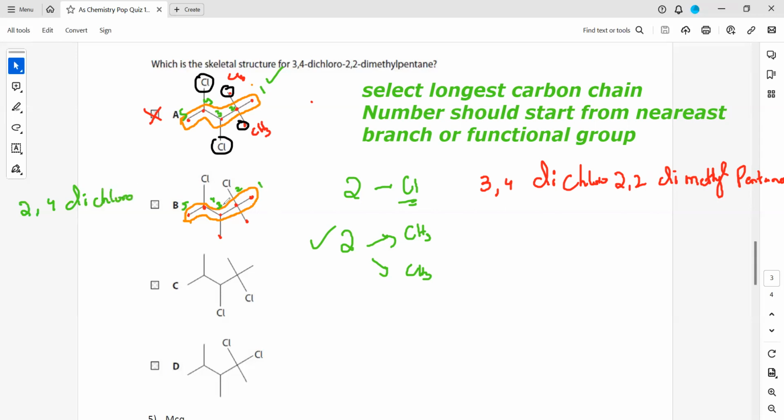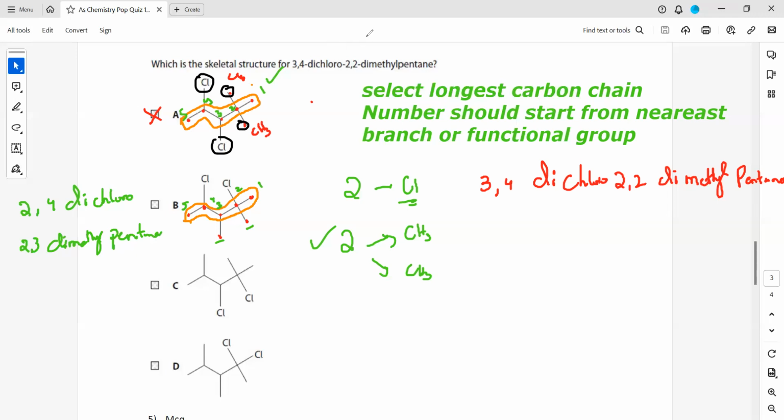So at 2 and 4, we have chlorine, so 2,4 dichloro. And which positions have the carbon branches, like the 2nd and 3rd position? So it will be 2,3 dimethyl. And 5 carbon atoms are there, so it will be pent, and the single bond will be ane. So this will become 2,4 dichloro, 2,3 dimethyl pentane.